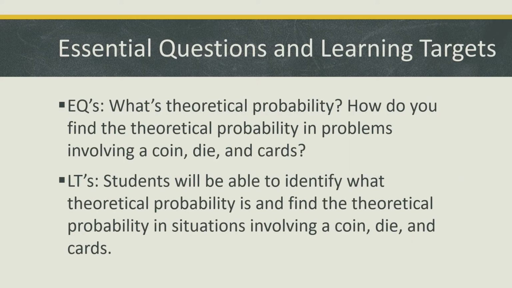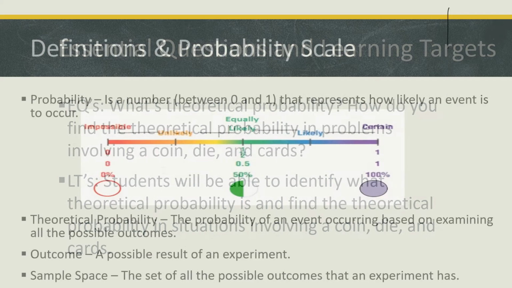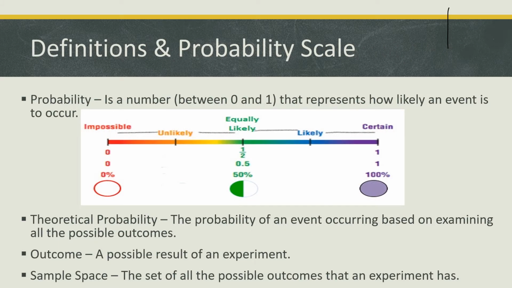Essential questions: what's theoretical probability? How do you find the theoretical probability involving a coin, die, and cards? Learning target: students will identify what theoretical probability is and find the theoretical probability in situations involving a coin, die, and cards. Make sure you're taking notes.